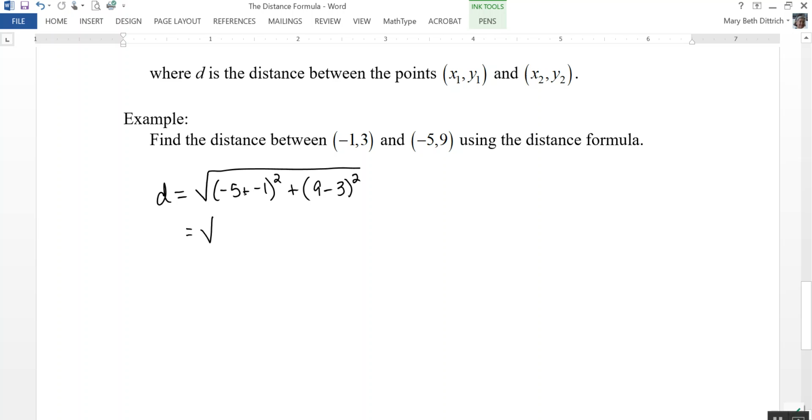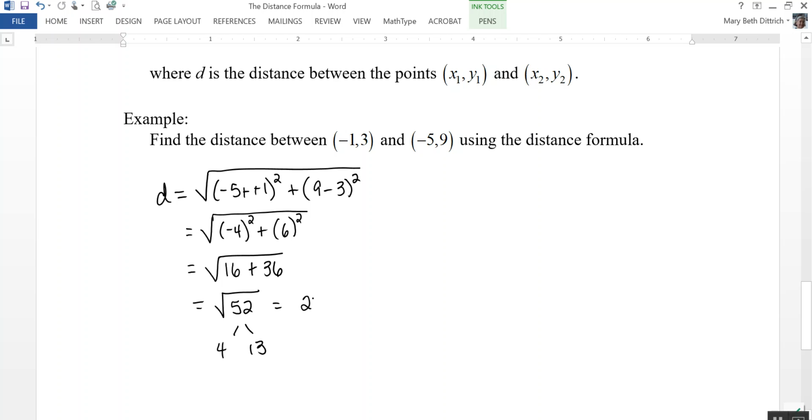That's going to be the square root of -4 squared plus 6 squared, which is the square root of 16 plus 36, which is equal to the square root of 52, which I can actually simplify and rewrite as 2 square root of 13.